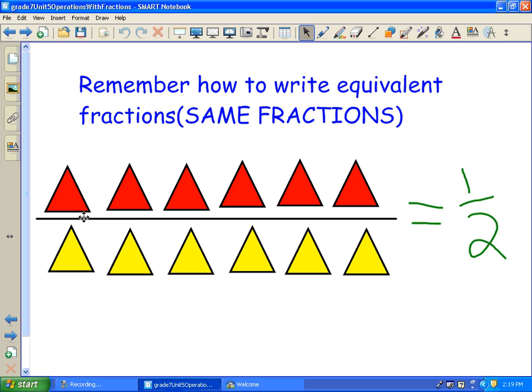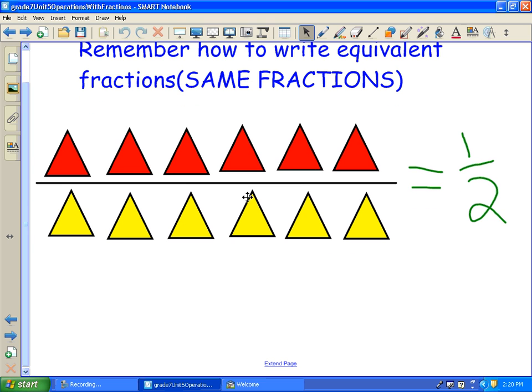Well, let's take this here. I have 2, 4, 6, 8, 10, 12. So I have 12 here. I'm going to cut them in half, this group, and I'm going to shade in half of them. So I've got half out of 12, or out of two big groups, I've got one out of the two groups shaded in.